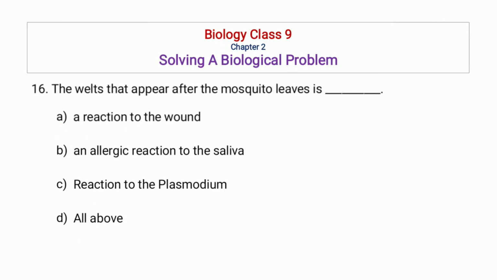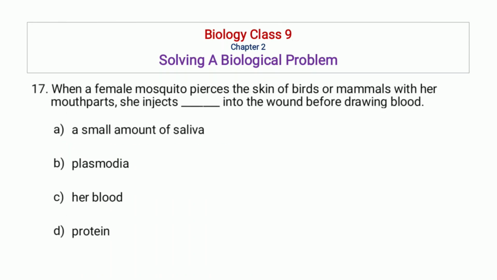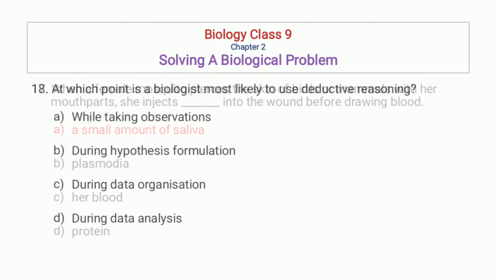The welts that appear after the mosquito leaves are: a reaction to the wound, an allergic reaction to the saliva, reaction to the Plasmodium, all above. The correct option is an allergic reaction to the saliva. When a female mosquito pierces the skin of birds or mammals with her mouthparts, she injects dash into the wound before drawing blood: a small amount of saliva, Plasmodium, her blood, protein. The correct answer is a small amount of saliva.